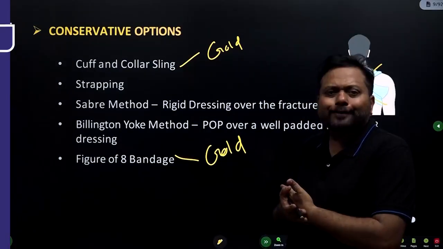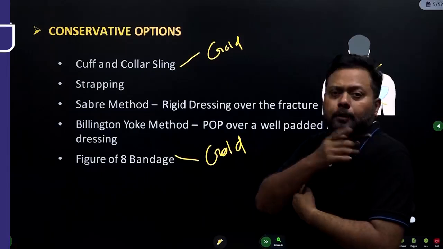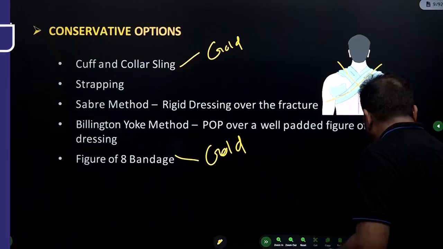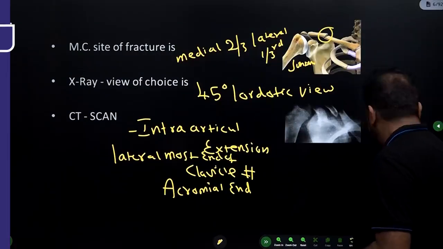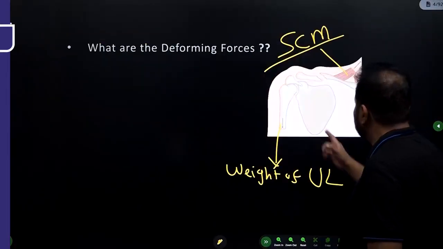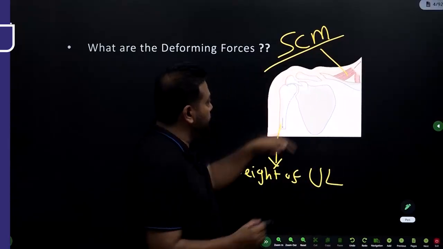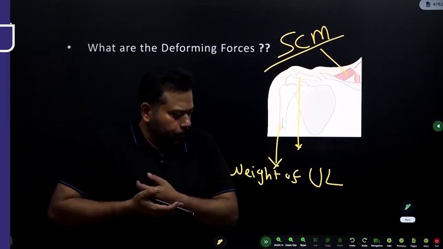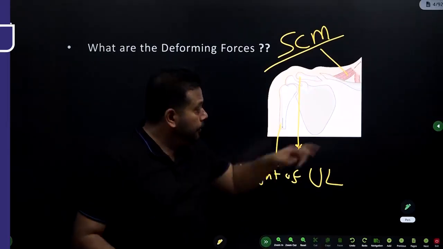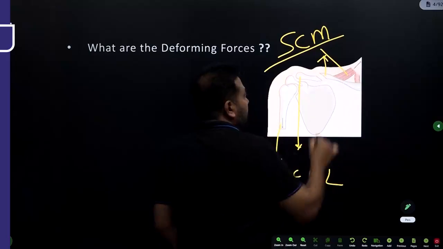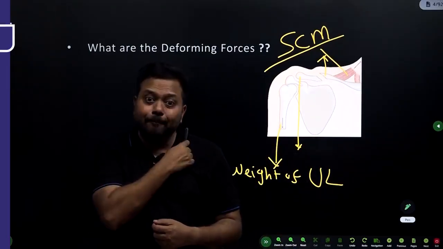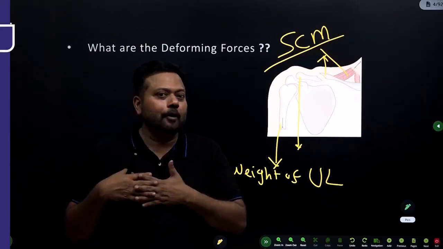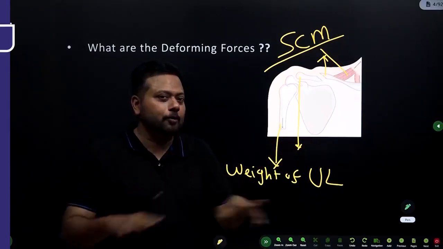When I give a cuff and collar sling, the lateral 1/3, the deforming force, you remember, was pulling down, that is neutralized. Just see this diagram, dear friends. You see these deforming forces? Lateral 1/3 is pulled down. Yes or no? This is pulled down by weight of the upper limb. This is neutralized by your cuff and collar sling. Medial 2/3 is pulled up by sternocleidomastoid. That is neutralized by your figure of 8. So when you give figure of 8 with cuff and collar sling, both these deforming forces are neutralized.